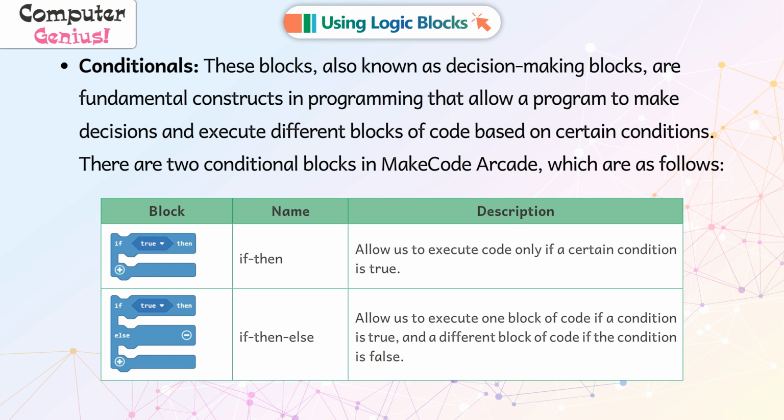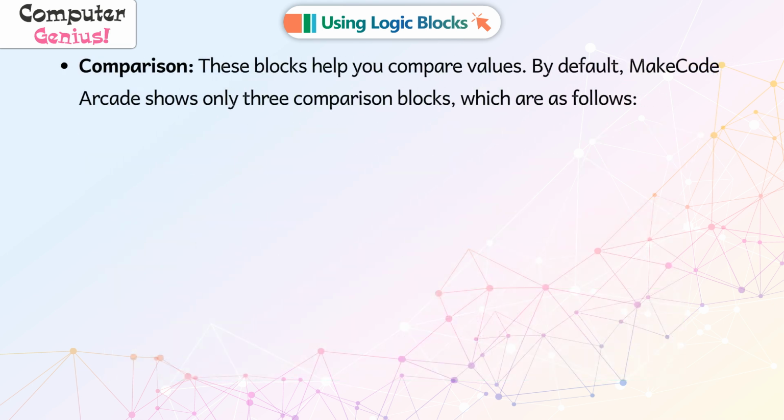Block name, description. If then allows us to execute code only if a certain condition is true. If then else allows us to execute one block of code if a condition is true and a different block of code if the condition is false.